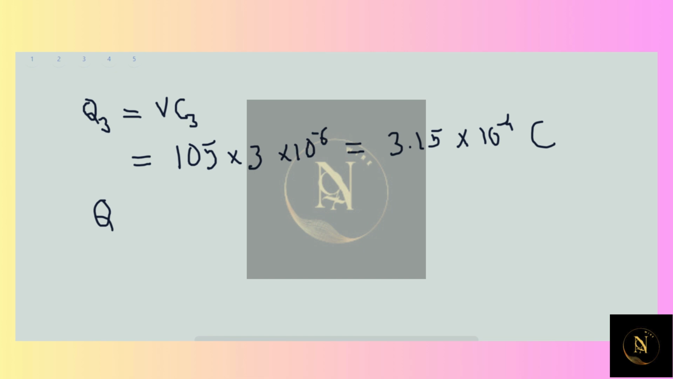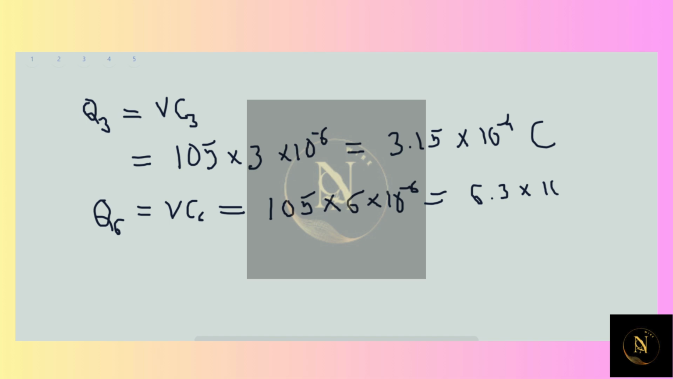And then the charge across the 6 microfarad capacitor is again V times the capacitance: 105 volts times 6 times 10 raised to negative 6. And this comes out to be 6.3 times 10 raised to negative 4 coulomb.